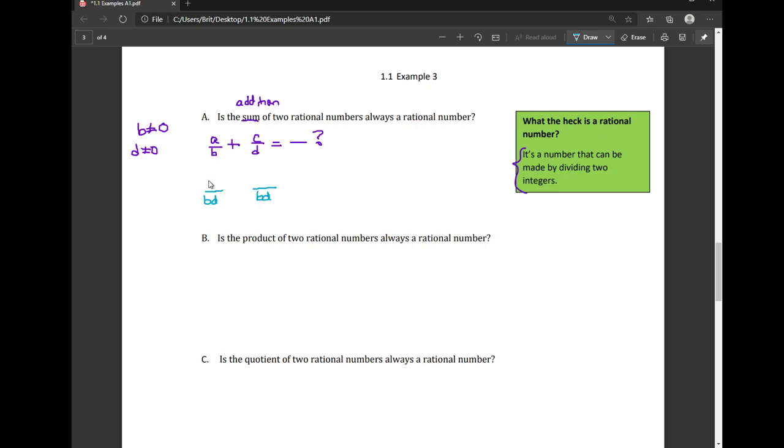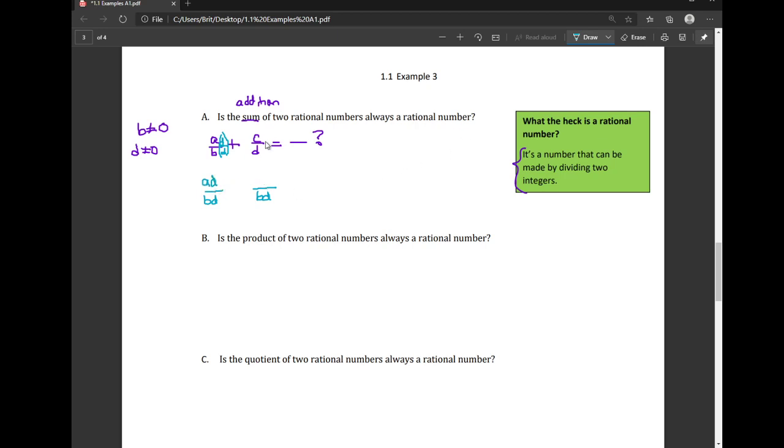Now to get this first fraction to have a d in the denominator, I need to multiply it by a number that's equal to 1. Any number divided by itself is 1, so I'm going to multiply it by d over d. So a times d is ad.